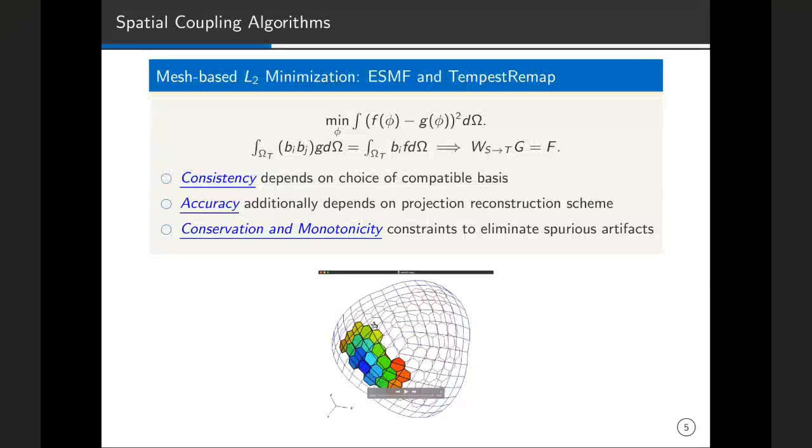But essentially, there is an algorithm that computes the intersection between two grids, and we use that to compute this global integral. The accuracy of the scheme depends on the reconstruction, especially with finite volume to finite volume transfers. It depends on the patch that you use to reconstruct your basis, and you can achieve higher order accuracy by expanding that patch. We also need to impose conservation and monotonicity constraints if you want to eliminate those spurious oscillations that I showed before through Gibbs phenomena, right?